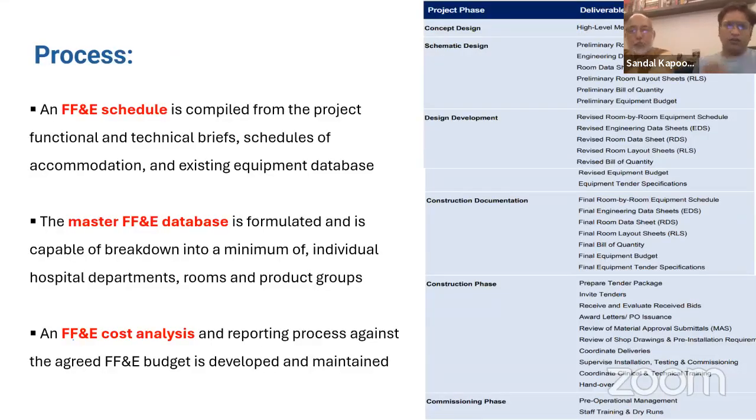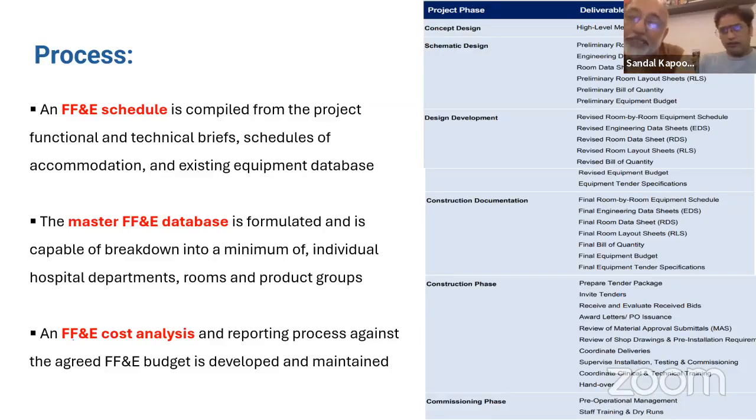Now talking about the process. Initially we'll have to create something called FF&E, which is furniture, fixtures, and equipment scheduling. So we need to have a broad idea of what all equipment we are going to plan in that particular facility, in that particular hospital. Where will we get this from? We'll get this from the briefs that have been prepared, the functional brief, the technical brief, the schedule of accommodation, and whatever the existing equipment database is. Because in many cases, there is some equipment that the hospital or facility wants to refurbish or reuse in one way or the other. So we need to understand that existing equipment database also.